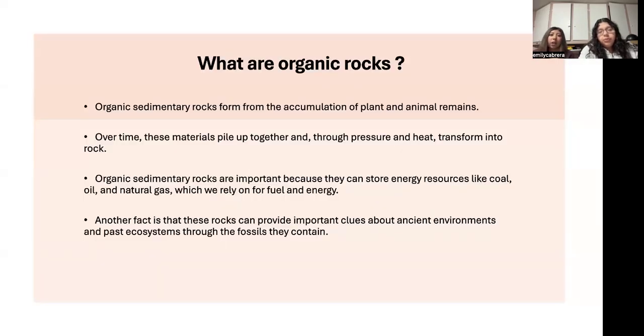And what are organic rocks? So, organic sedimentary rocks form from the accumulation of plant and animal remains. Over time, these materials pile up together and, through pressure and heat, transform into rocks.